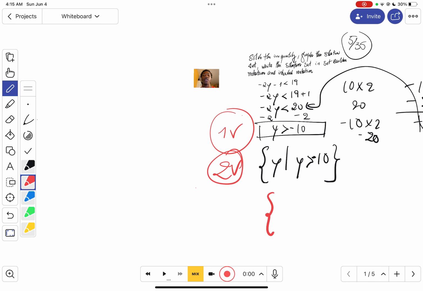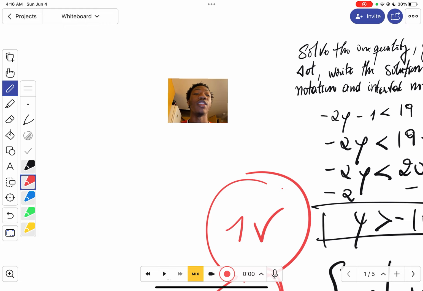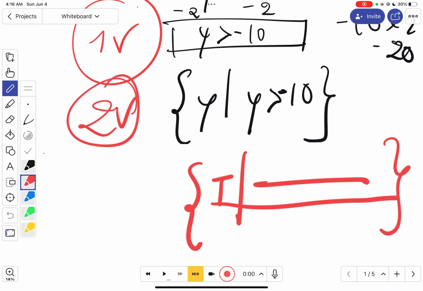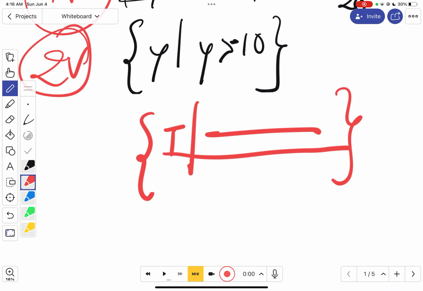Brackets, then the variable, whatever you want to call it. Let's say the term, which is T, the or sign, and then you copy and paste the inequality. That's it. So you don't have to do any calculation or any complicated graph, because you don't even need the graph to do that. That's the way that I always say.